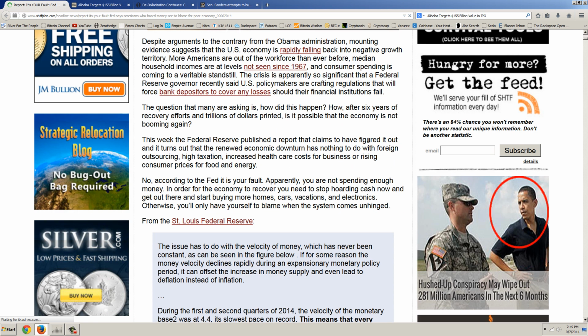Despite arguments to the contrary from the Obama administration, mounting evidence suggests that the U.S. economy is rapidly falling back into negative growth territory. More Americans are out of the workforce than ever before. Median household incomes are at levels not seen since 1967, and consumer spending is coming to a veritable standstill. The crisis is apparently so significant that a Federal Reserve governor recently said U.S. policymakers are crafting regulations that will force bank depositors to cover any losses should their financial institutions fail.